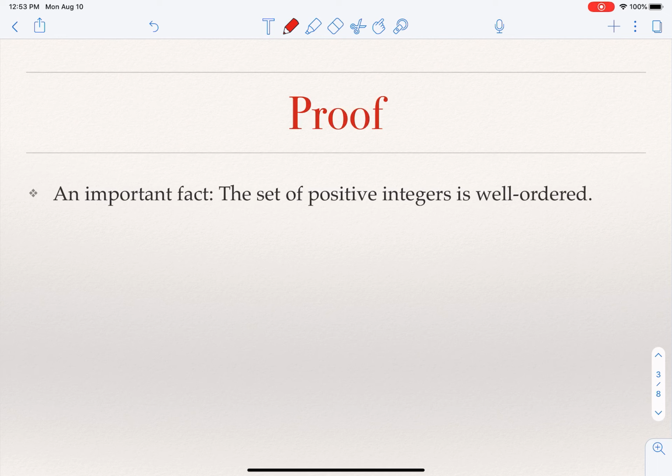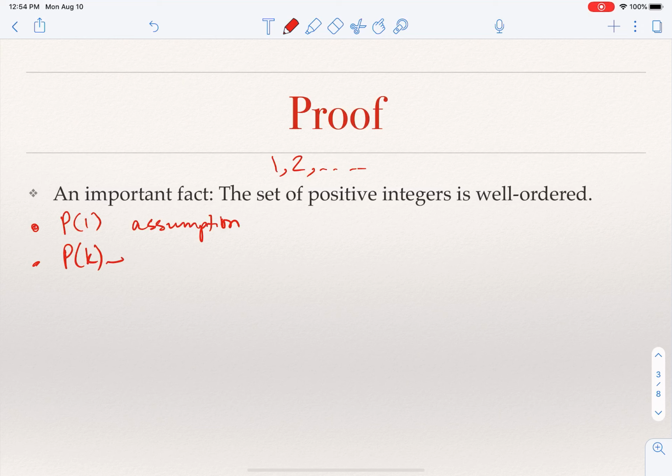So we are looking at the set of positive integers 1, 2, 3, and so on. Remember that we are assuming that P of 1 is true, right? So this is by assumption. This is the assumption that P of 1 is true. And we know that for an arbitrary k, P of k implies P of k plus 1 for every k. This is also given. This is an assumption. We want to show that for all n, P of n is true.